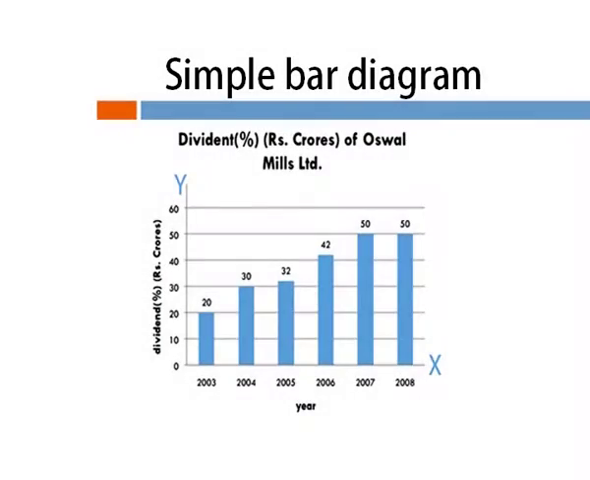The simple bar diagram we draw mainly when our variable under study is discrete. The simple bar diagram is constructed by taking each bar of the same width and its length varies according to the data.